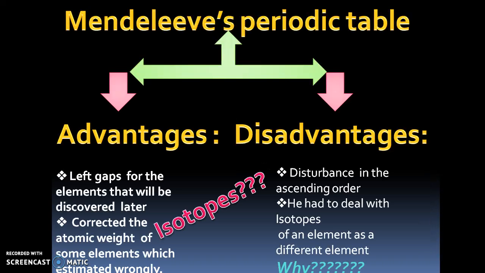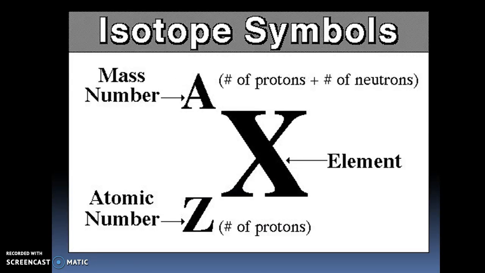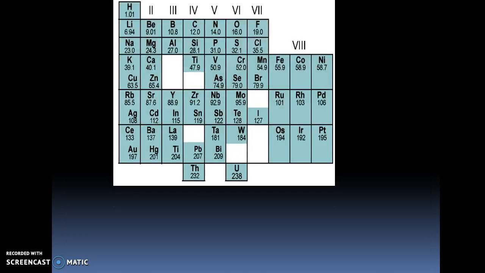So back to our question. Why did he have to deal with isotopes of an element as a different element? Because the Mendeleev periodic table depends on the order ascendingly according to the atomic weight, not the atomic number. The atomic number is fixed, but the atomic weight is what changes. So they considered the isotopes as different elements. Okay.